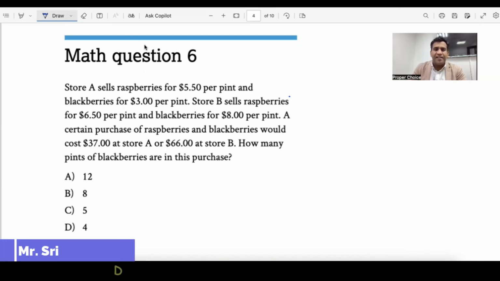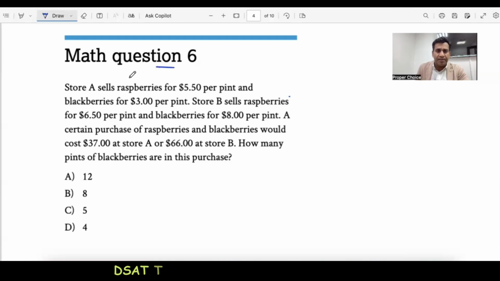Welcome back once again. In today's session, we're going to discuss the continuation of the last part where we left off. In the last session, I discussed question number 1 to 5 of digital SAT math. Today, I'll be discussing from question number 6 to question number 10. All right, so let's start with question number 6 here.